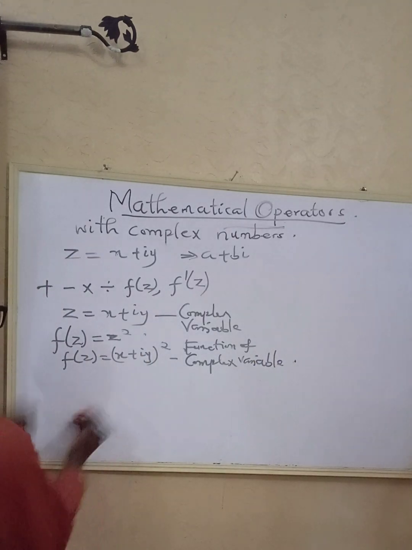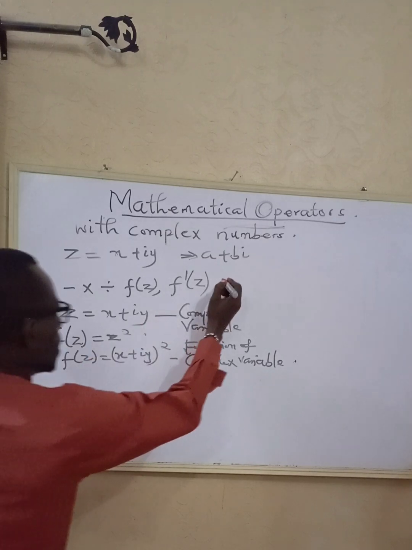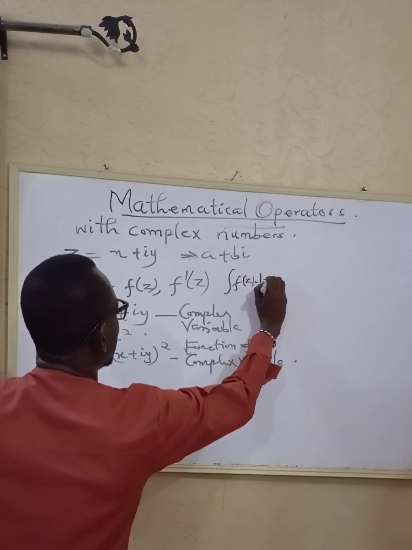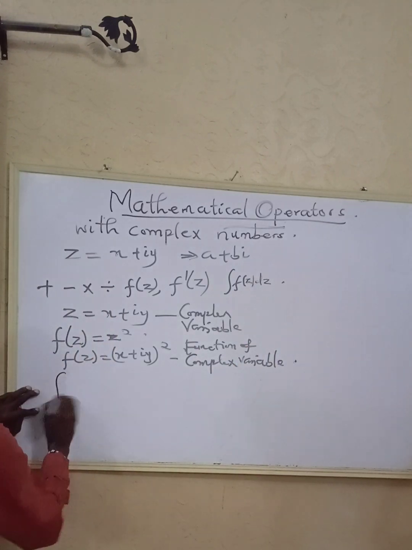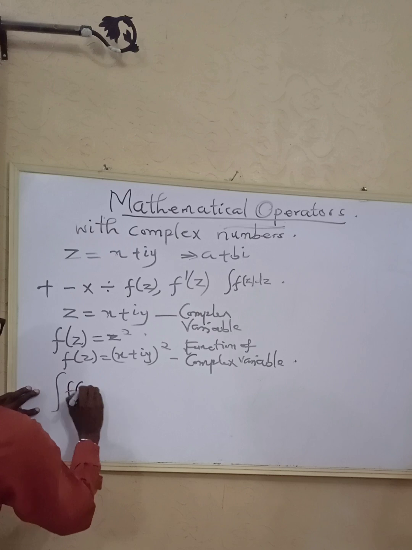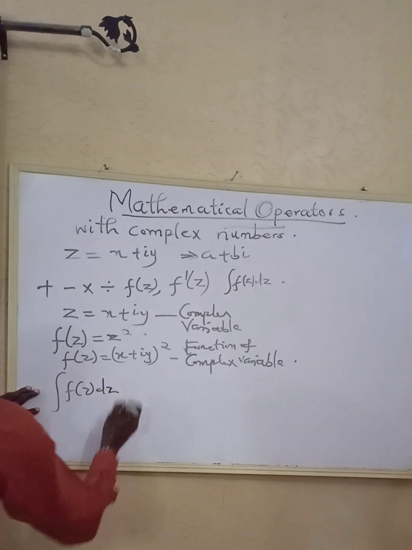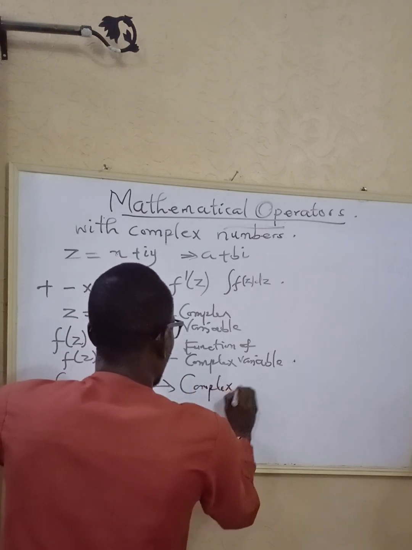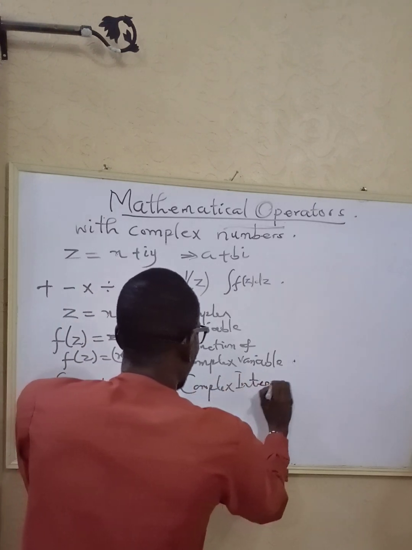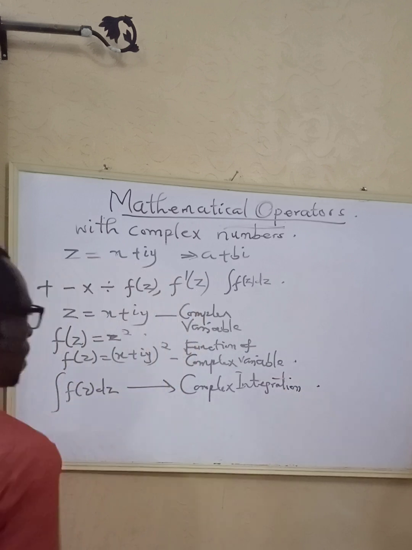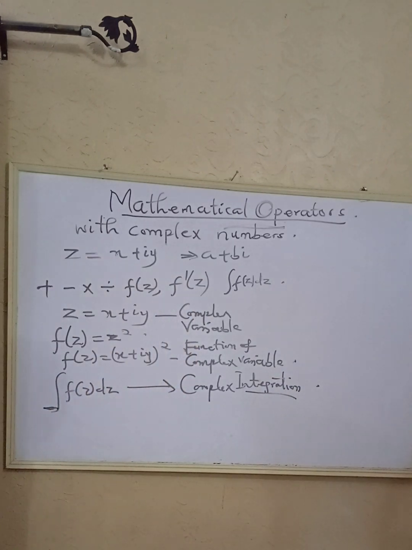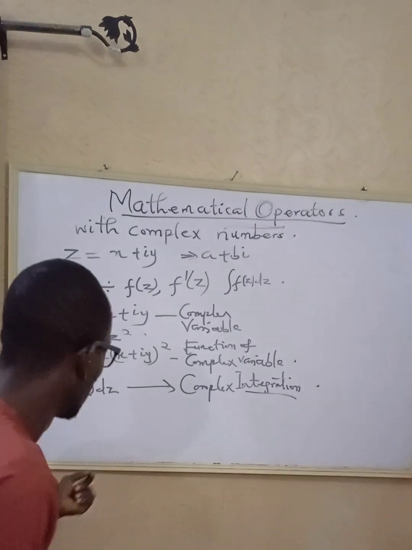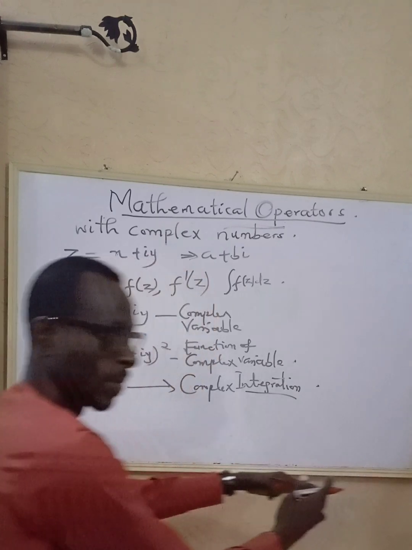Now let's look into another subtopic. Let's say the integral of f of z dz. When we have the integral of the function of z, dz, this leads us to what we call complex integration. This is an integral sign, and we are discussing the complex variables here, complex numbers. It involves a complex integration.